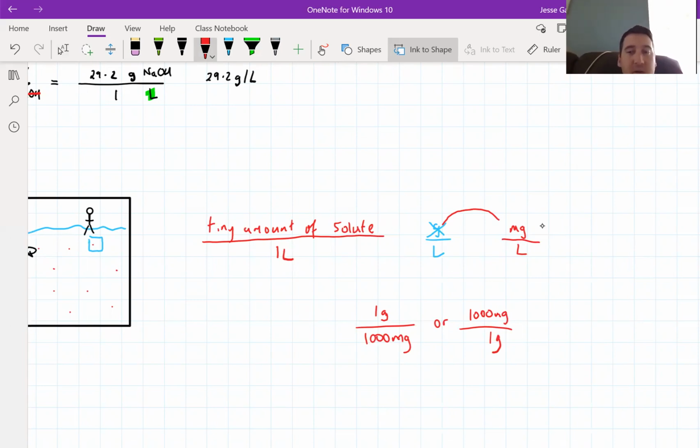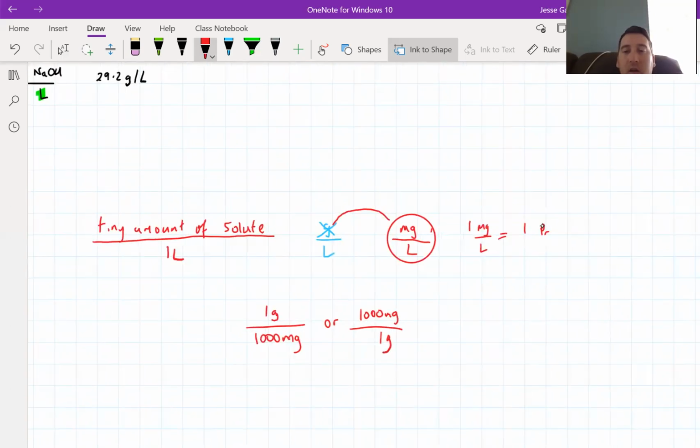So this is more useful when we're dealing with tiny concentrations. Now, when we talk about milligrams per liter, there's another way that this is known, where 1 milligram per liter is equal to something called 1 part per million, or ppm for short, 1 ppm. So ppms are equivalent to milligrams per liter. So milligrams per liter equals ppm.